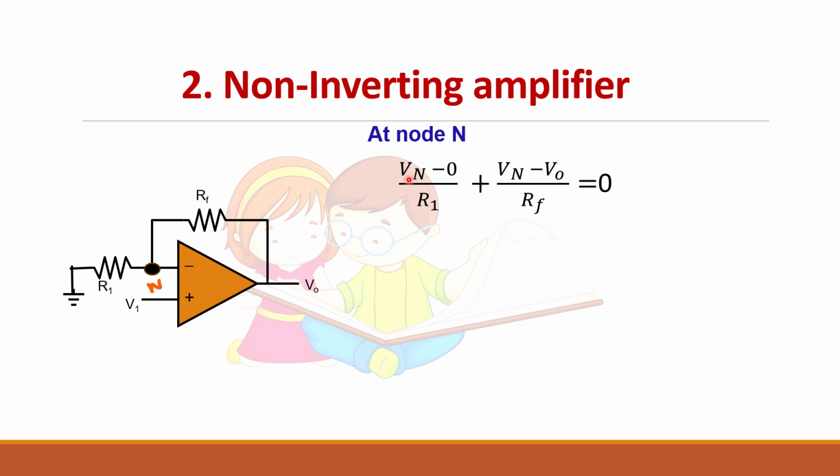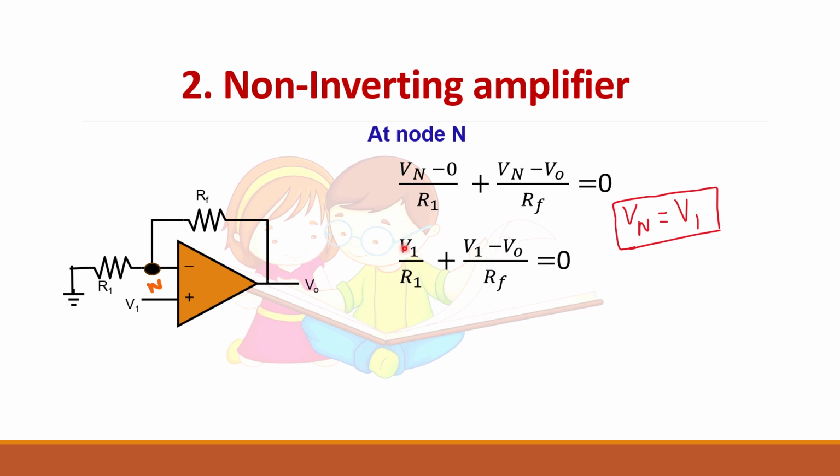Now what is this Vn? You have to remember the golden rule. The difference between these two voltages will always be 0. So if the plus pin is connected to V1, this potential will also be equal to V1. So we can write Vn is equal to V1. In this equation, let us replace Vn by V1. So you will get V1 by R1 plus (V1 minus V0) by Rf equal to 0.